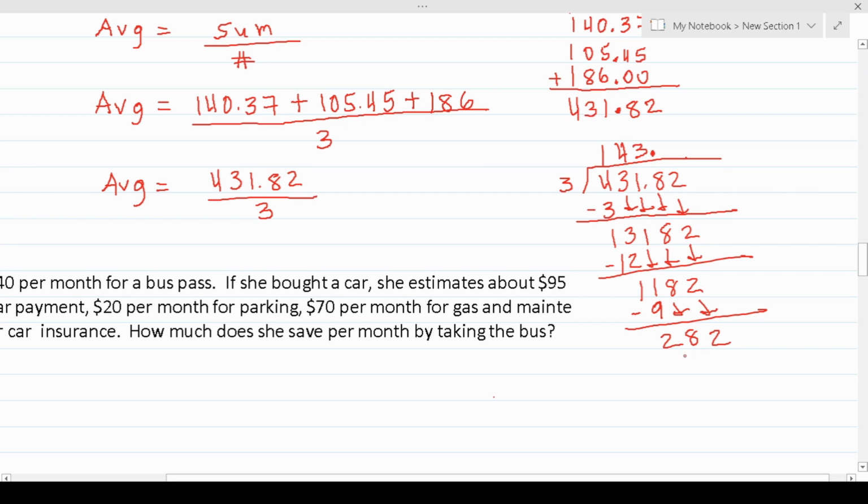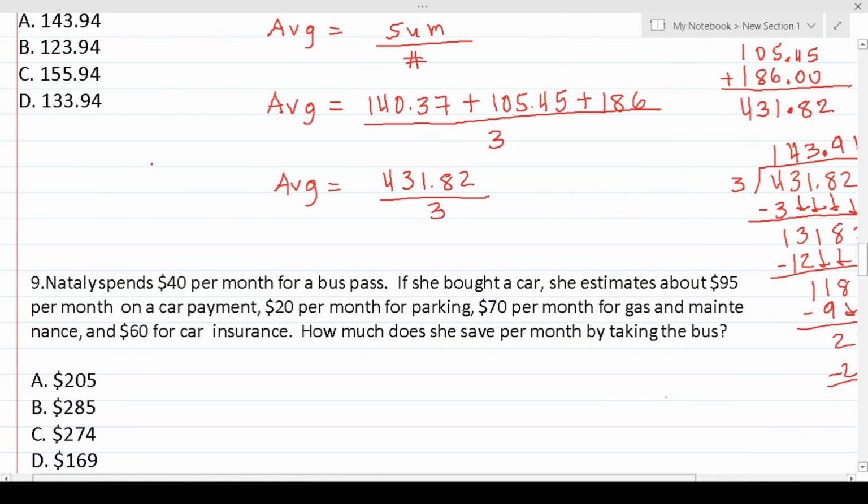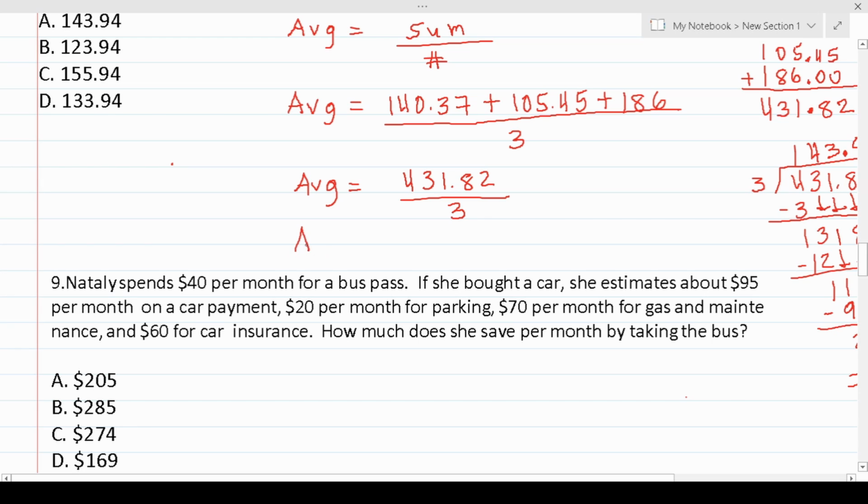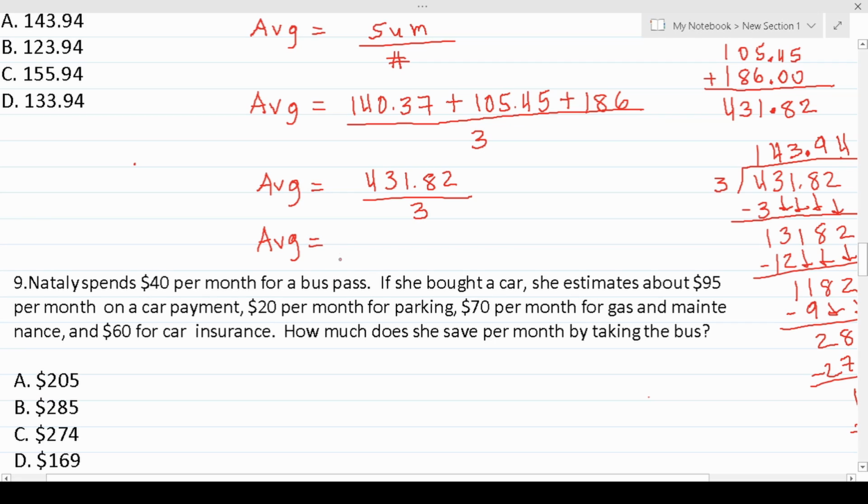Drop down this 2. Now we're asking ourselves, how many times does 3 go into 28 without going over? 3 times 10 would be 30. 3 times 9 would be 27. So this is 9. 3 times 9 is 27. 28 minus 27 is 1. Drop down this 2. 3 goes into 12 4 times. 3 times 4 is 12. So we can see there's no remainder. So this answer is average equals 143.94.